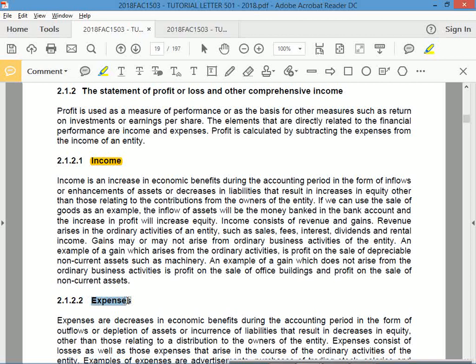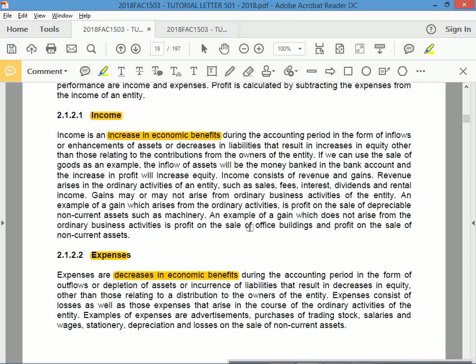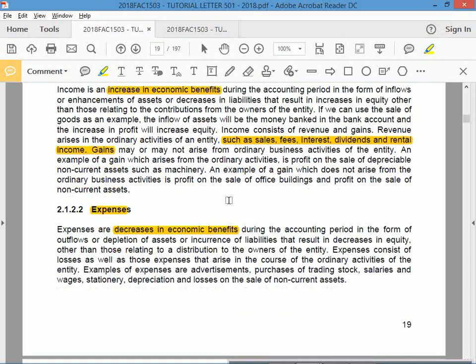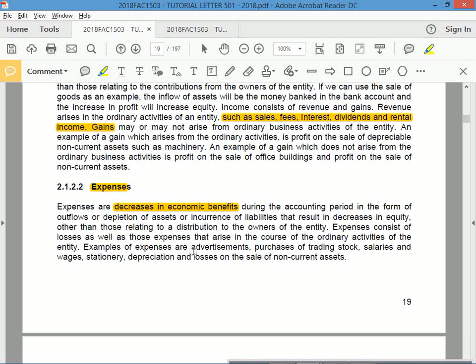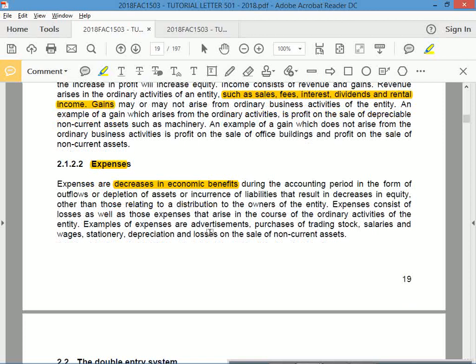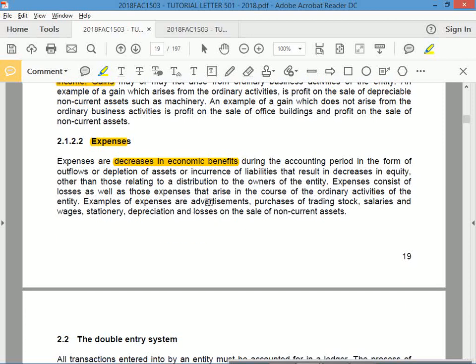Okay, so income, expenses, we spoke about those. Keyword, if you want to highlight, there's the keyword. Increase in benefit, decrease in benefit, straightforward. There are examples though. See, the textbook gives examples here. Sales, fees, interest, dividends, rent, gains. There's a lot. Some you don't cover, some you do. Gains you won't. Decrease in benefit, they've given you some examples here.